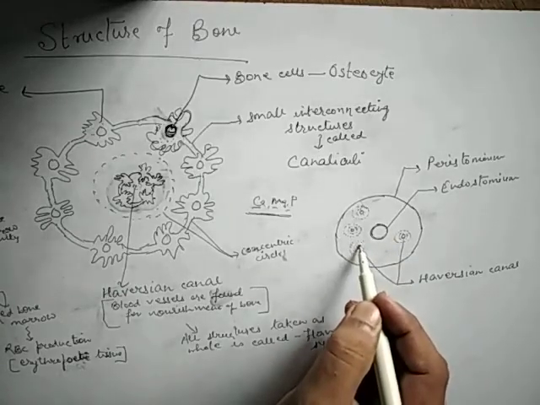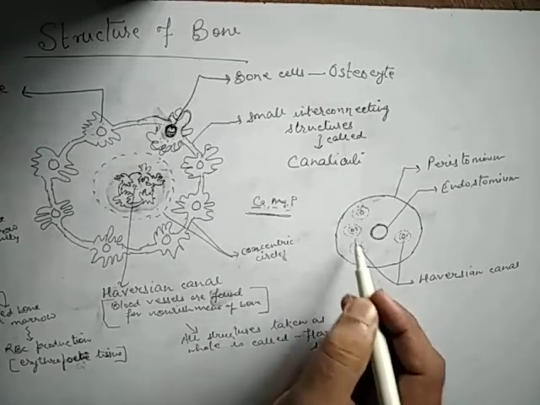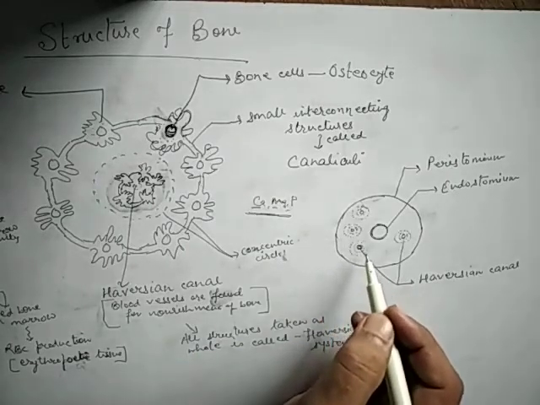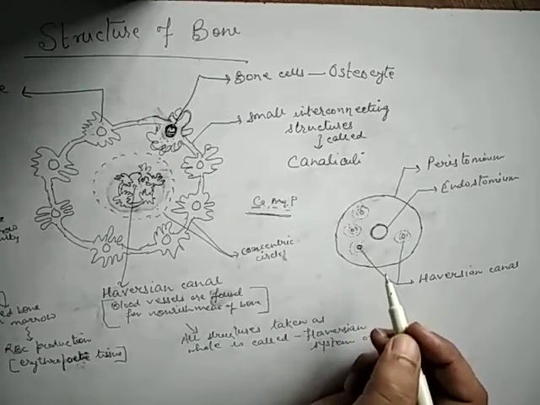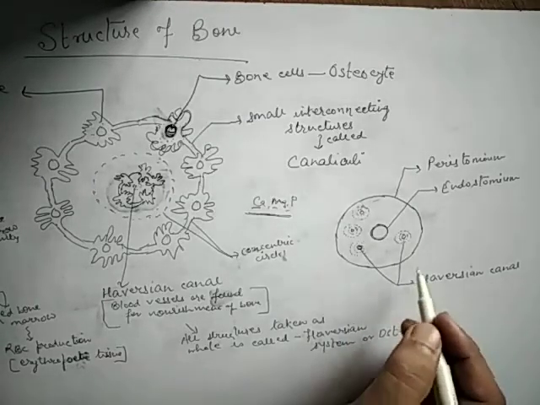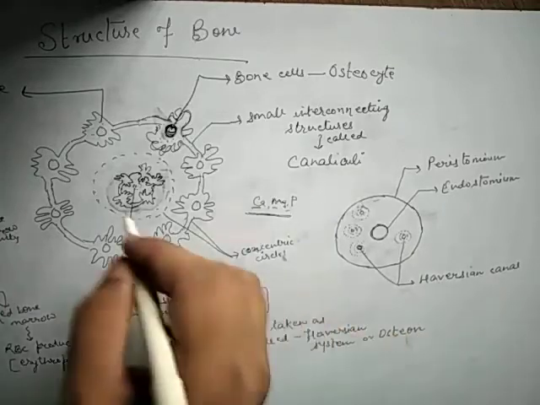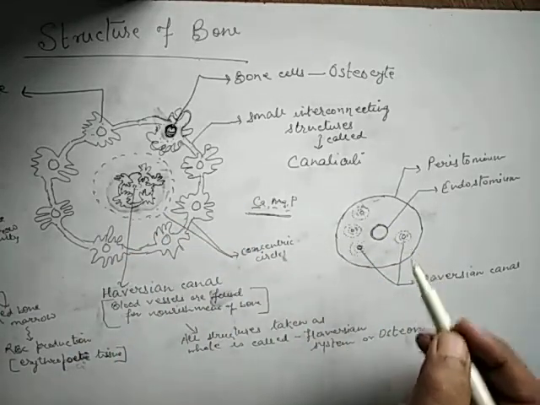So these are the Haversian canals, and these are the concentric rings of the lamellae, or the concentric lamella, in which the lacunae and the osteocytes are formed. So this is the Haversian canal, which I have shown in different diagrams.